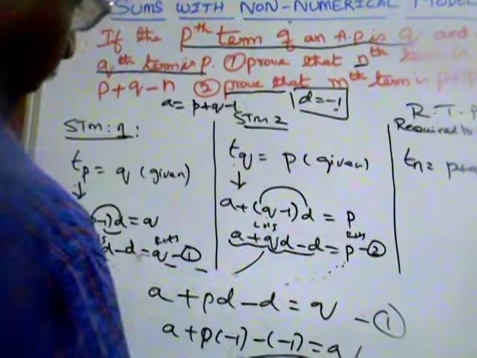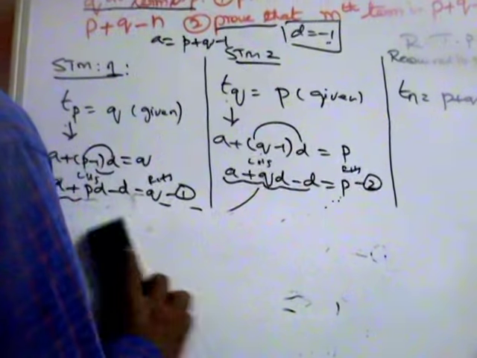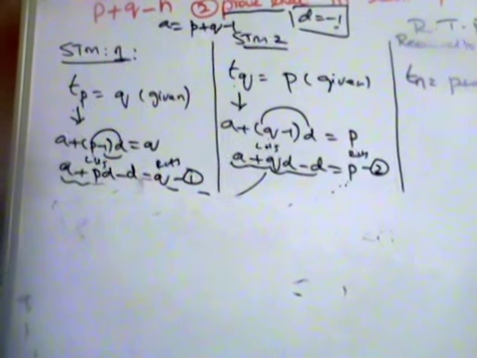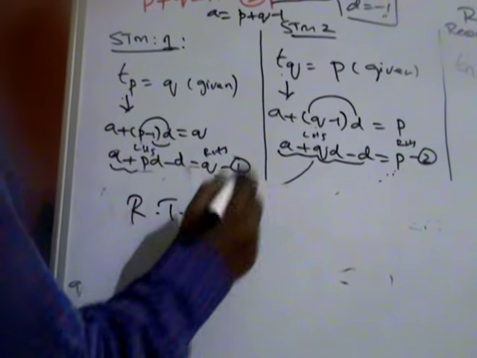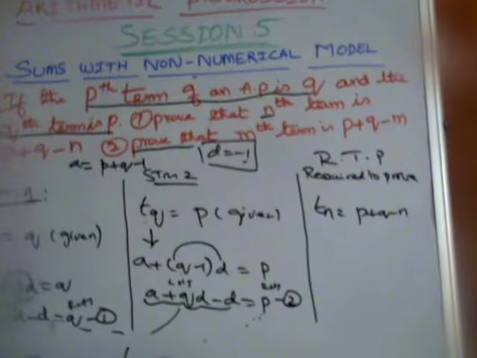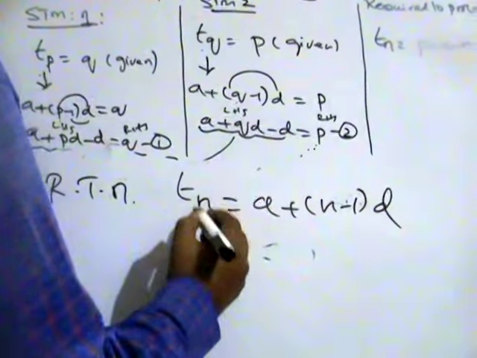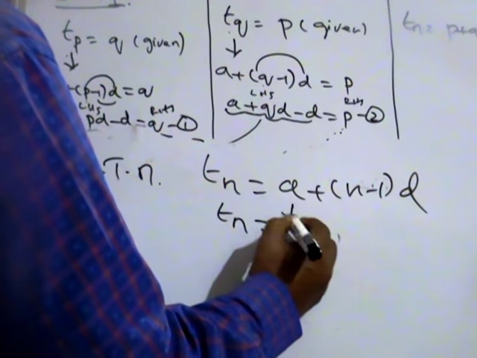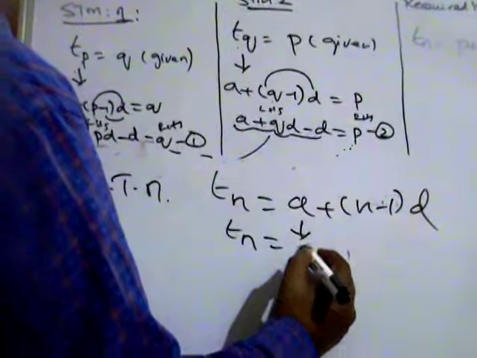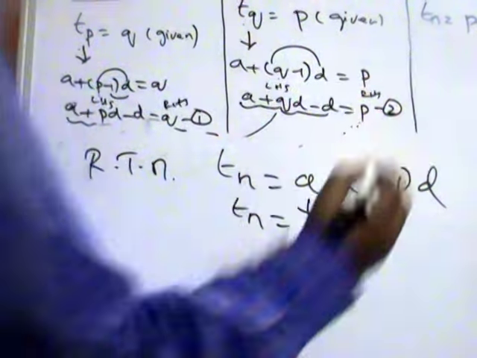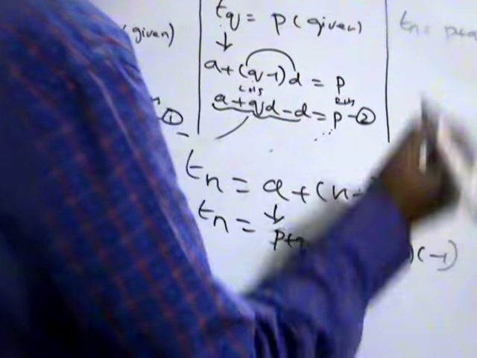Now we have to find the nth term first. So we have to prove that, required to prove. RTP means required to prove. The nth term is this one. We know the formula Tn equal to A plus N minus 1 into D. Tn equal to A, you must put the value. A is nothing but how much? P plus Q minus 1. So A you write as P plus Q minus 1 plus N minus 1 into D is minus 1.